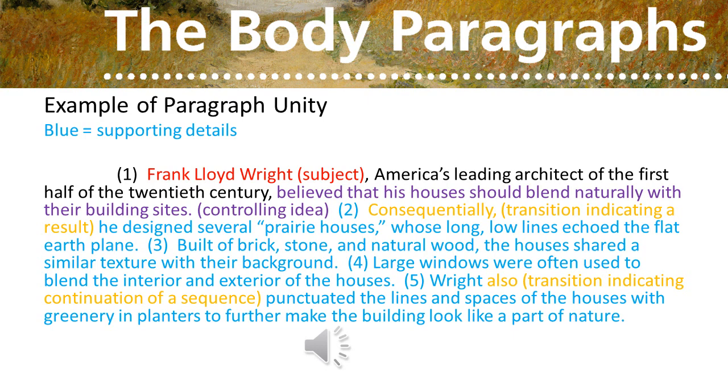All of these things, and I don't know if you noticed the greenery, but I made sure to get a picture that did have the greenery in Robie House. All of these details, from 2 to 5, each one of these sentences, in some way expounds on the idea of houses blending naturally with their building sites. This then, though short, is a very clear and very full paragraph because the writer has selected the details effectively and presented them economically.